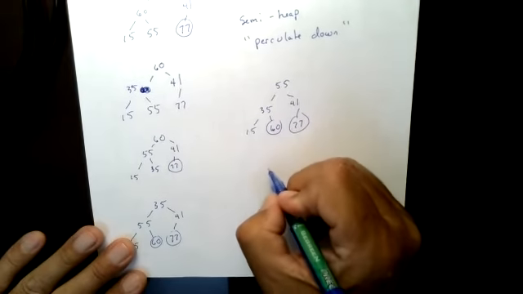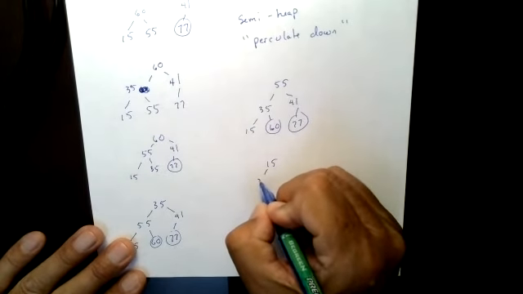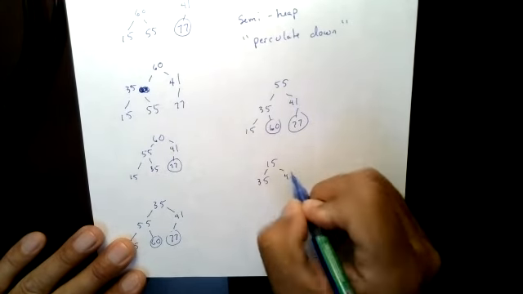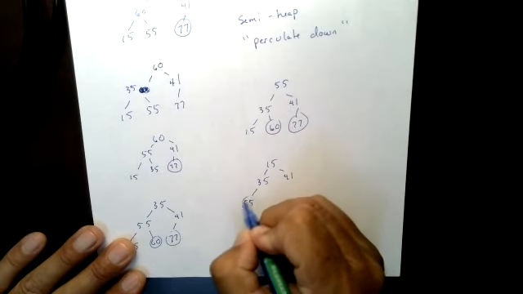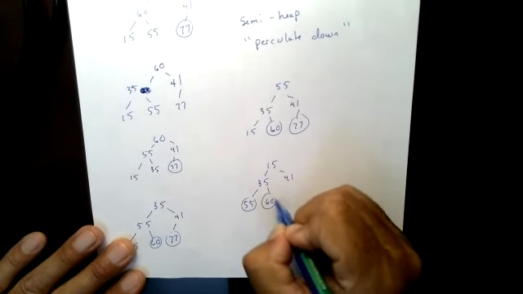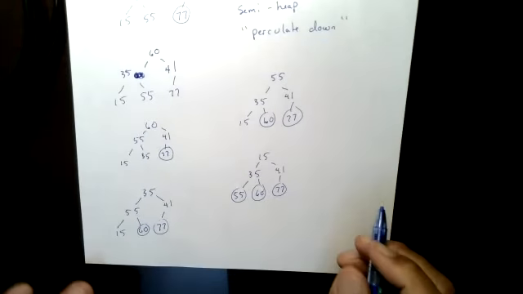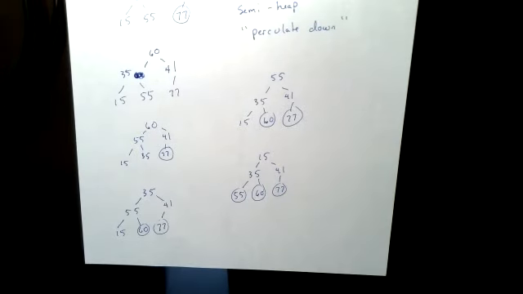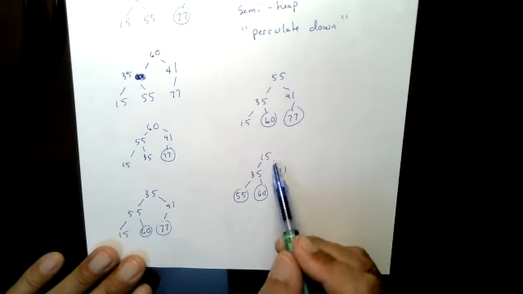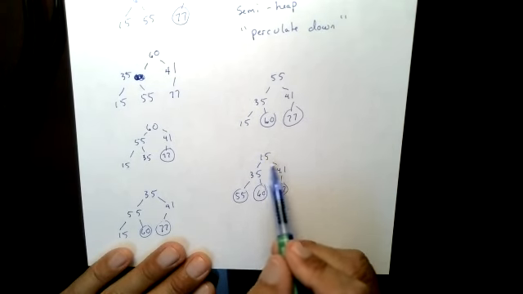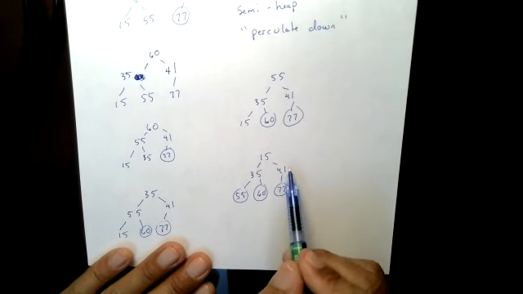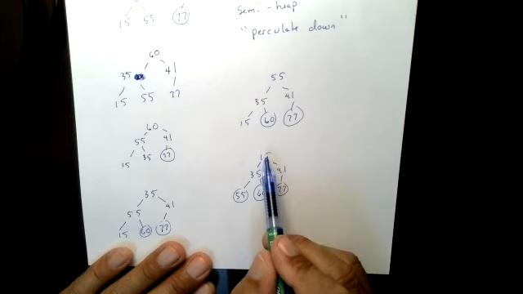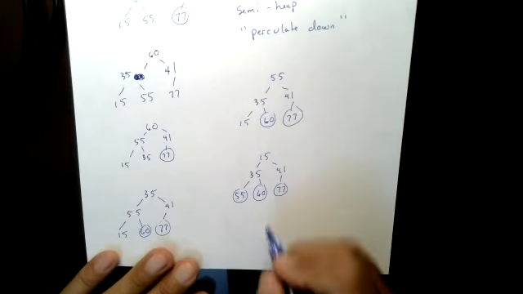Switch the 55 and 15. 15, 35, 41, 55, woohoo, 60, woohoo, 77, woohoo. After I swap them, I percolate down. Where does the 15 go? It stays, no, because this semi-heap isn't a heap. I need to get the largest up here. So 15 and 41 are going to get switched.